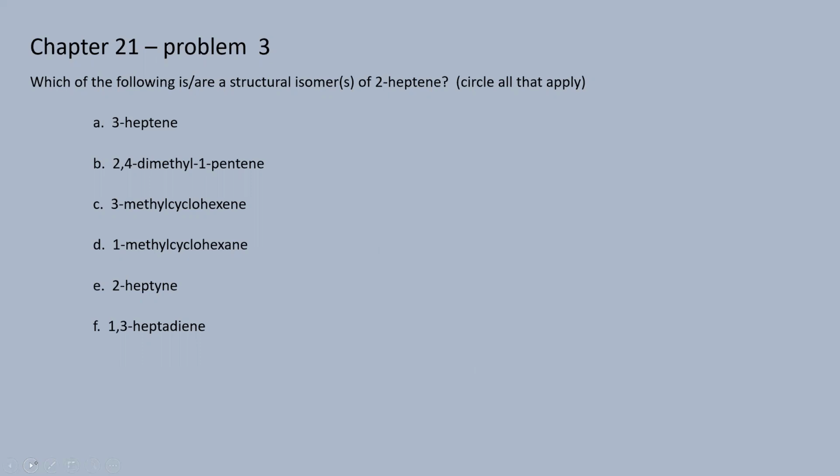So we mentioned in problem number 1 that a structural isomer has the same chemical formula with different connectivities. We also learned in problem number 1 that the number of hydrogens is related to the number of carbons, the number of pi bonds, and the number of rings.